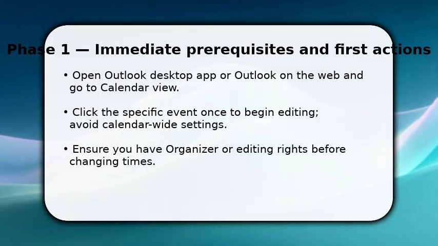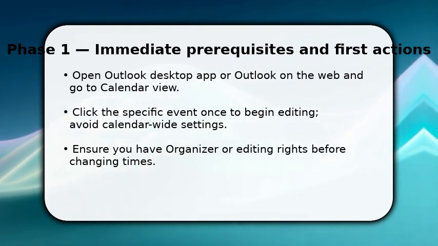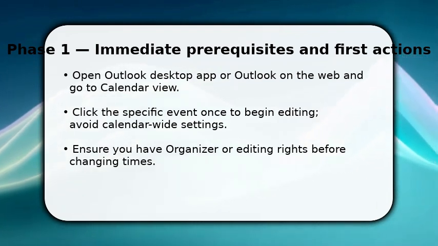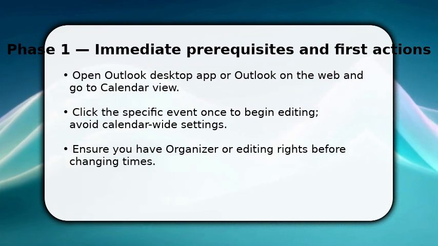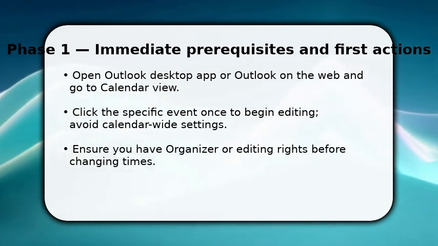You start by opening Outlook and going straight to Calendar, then select the exact event you need to change. Once selected, click Edit or Open to view start and end time fields. Do not drag yet if you need precision. Make sure you have organizer or editor permissions because otherwise your change will not save for attendees.